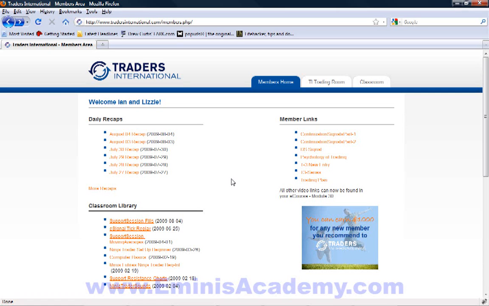I've logged in to the members area here, and you can see at the top we've got 3 tabs: the members home page, which is where we are at the moment, the trading room, where we'll go in a second, and the classroom tab. There isn't a classroom session on right at the moment, so I can't take you in there, but there are classroom sessions most days, where you can log on, talk with the moderator, talk with the professional trader, and ask questions about how to trade, about what's happening in the market, and so on. They're great places to get all of your questions answered and build up your trading strength.